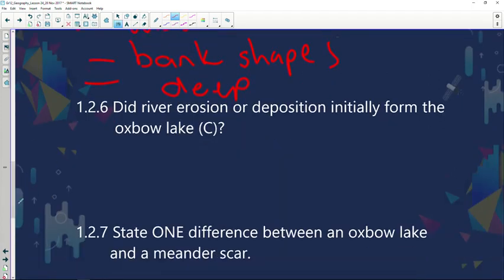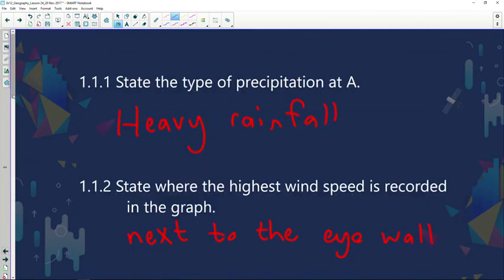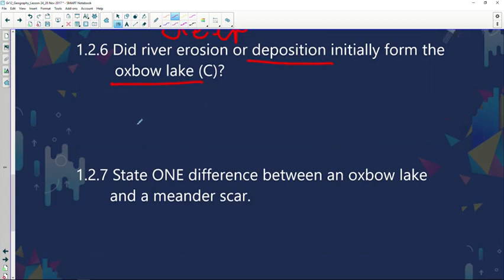Now if you continue with question 1.2.6, did river erosion or deposition initially form the Oxbow Lake at C? The Oxbow Lake is this area over here. And the correct answer will be erosion. It's erosion, that's how it has formed.